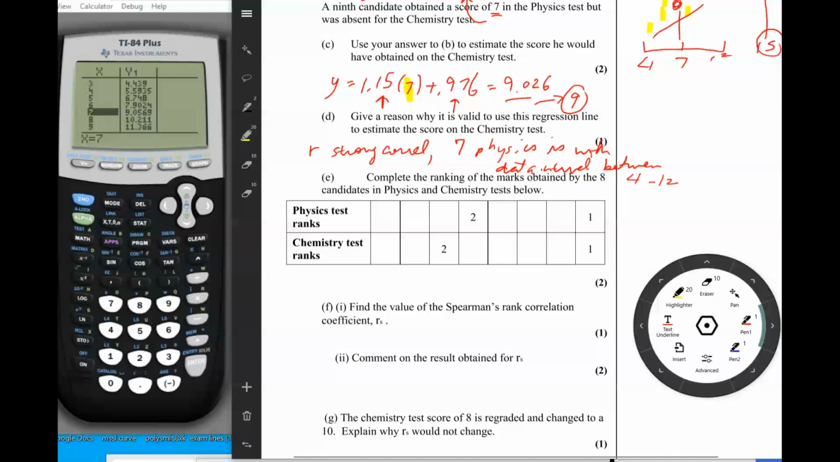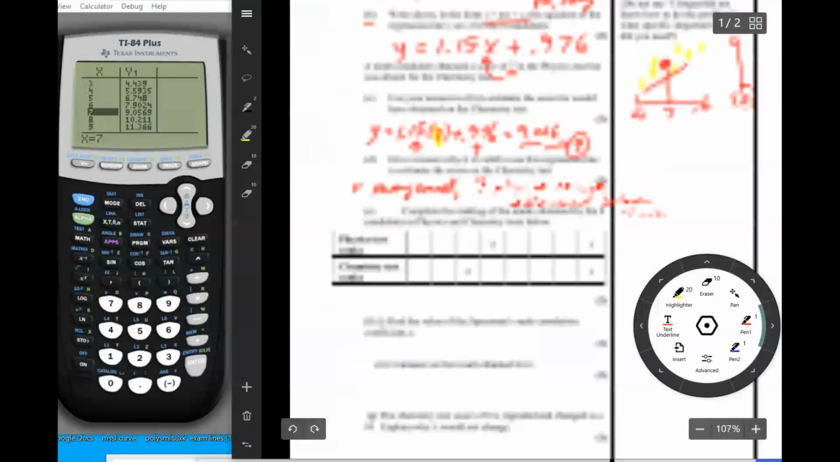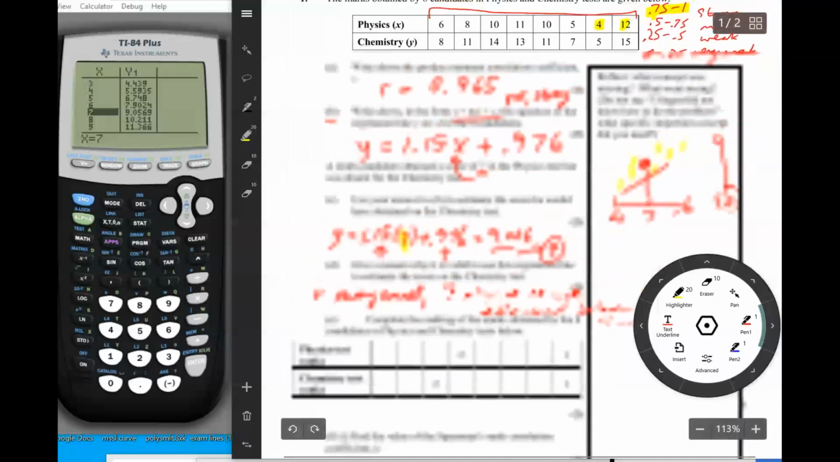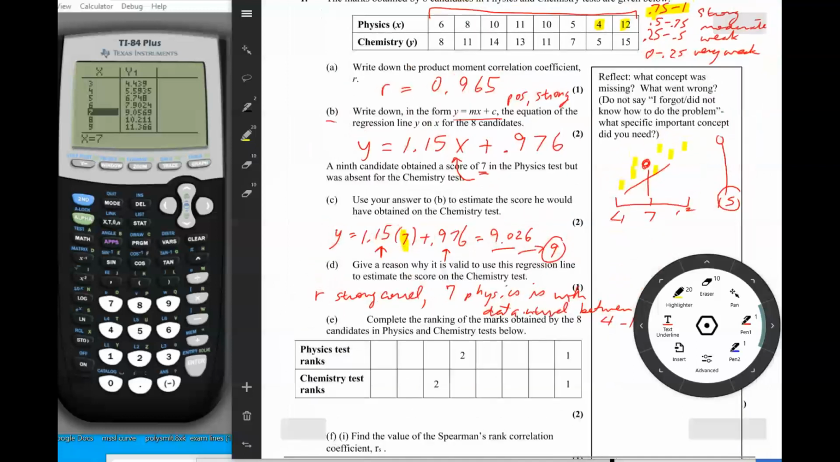So E, it says to complete the ranking of the marks obtained by the 8 candidates in physics and chemistry tests below. Now what they're asking for here is which marks are the highest and which marks are the lowest. You can see they've already done part of it for us. For example, 12 is the highest physics mark, the second highest physics mark is 11, and they've already labeled 12 as rank 1 and 11 as rank 2.